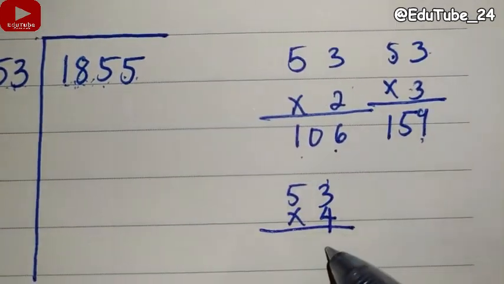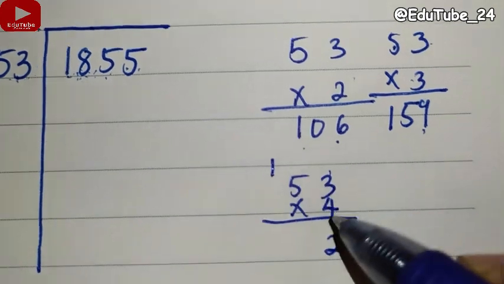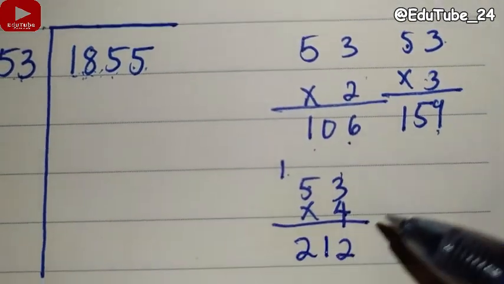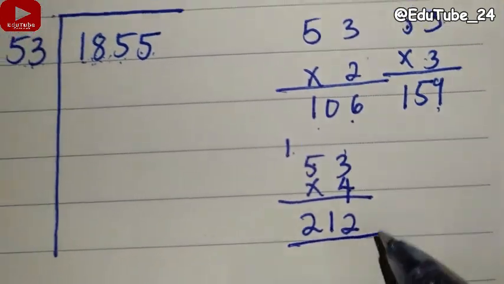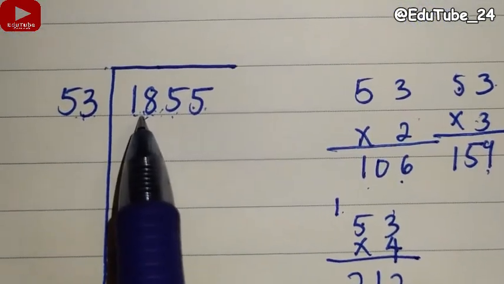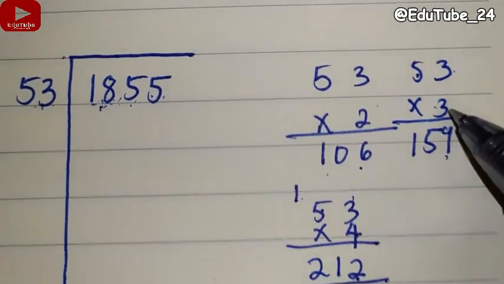So 4 times 3, that will give me 12. I'll write 2 and carry 1. And 4 times 5, that will give me 20. 20 plus 1, that will give me 21, so 212. Now multiplying 53 by 4 gives me 212, which is way greater than 185. So that means I have to go lower, which is 3.